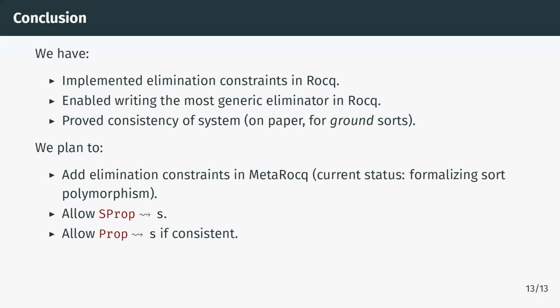The current status of the formalization is that we are implementing sort polymorphism, and want to allow S prop eliminates to S with the predicativity mark and the definitional proof irrelevance, and also prop eliminates to S if it's possible. So thanks for your attention.